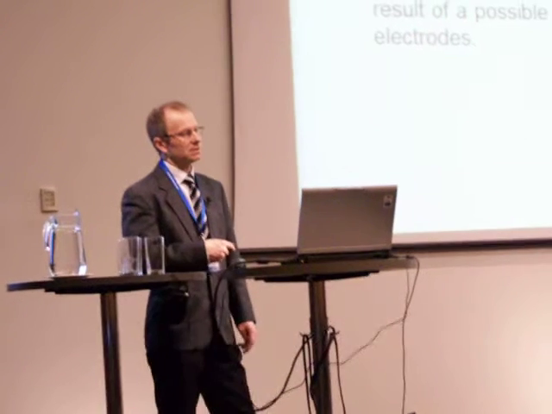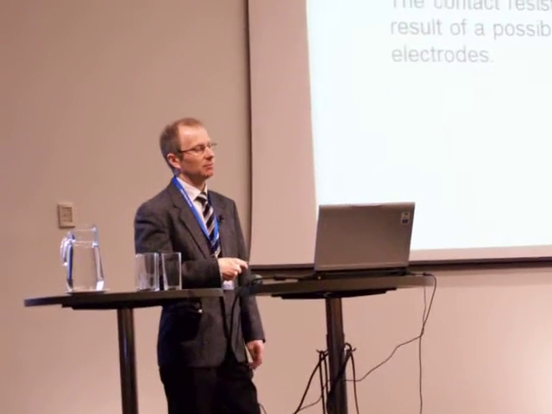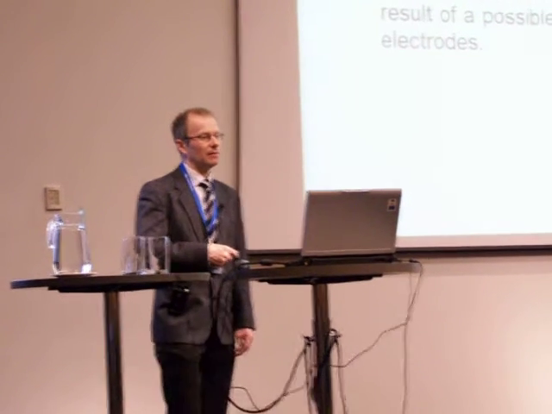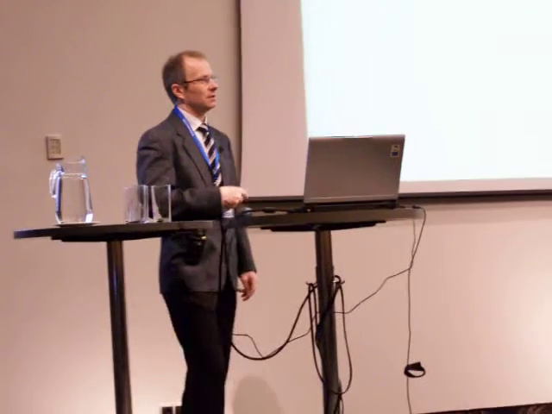The contact resistance is found to decrease with a light electric field as a result of the possible potential barrier between the graphene layer and the metal electrodes. So to make a good ohmic contact in graphene is still a challenge.